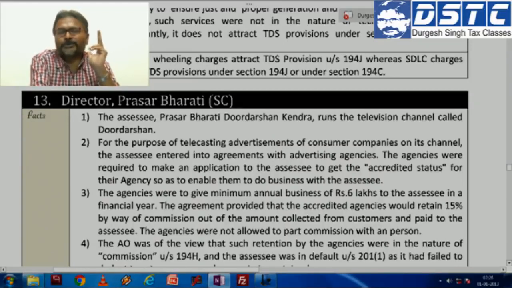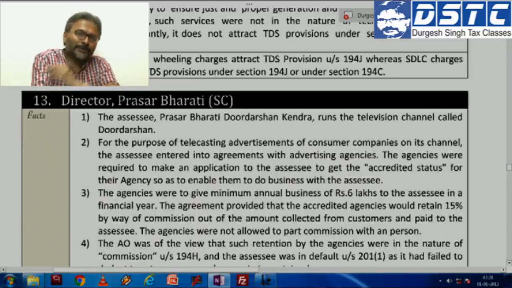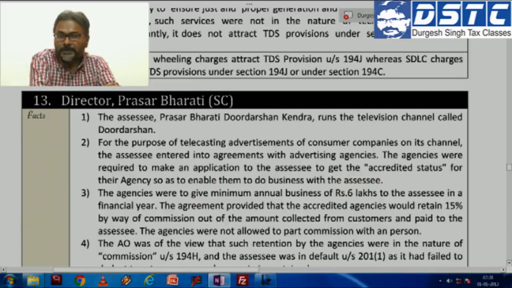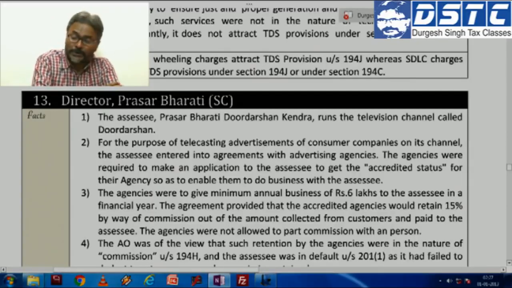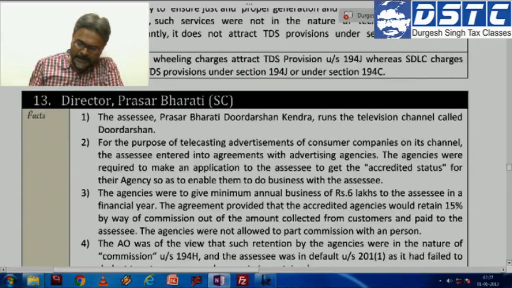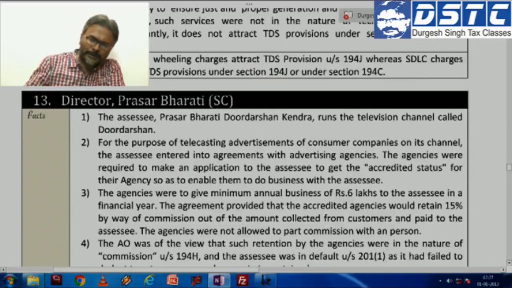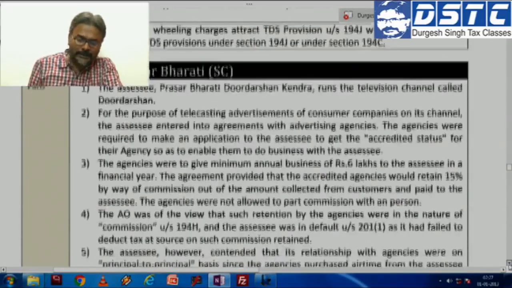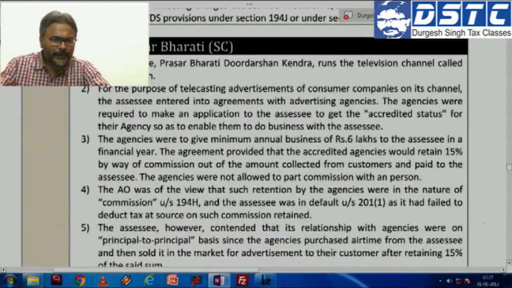And therefore, students, comes the real question: whether this amount retained by or paid to the agency, as the case may be, can be considered a commission? Because if you say it's a commission, then be ready for TDS under section 194H. What's your take on that? Will that be considered a commission under 194H? Have a look at this one, Director, Prasar Bharati, quickly.